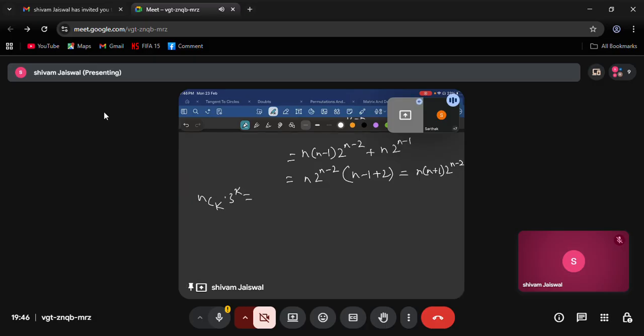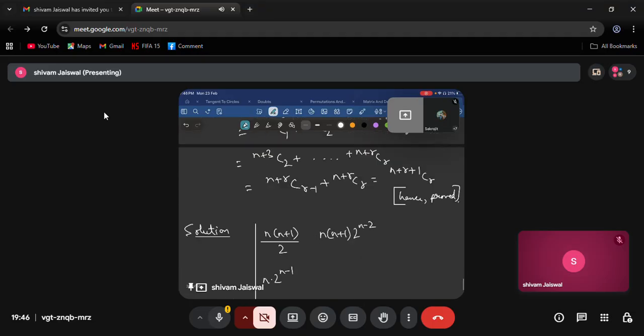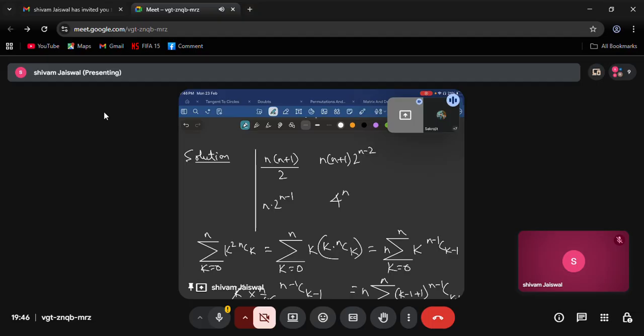This will be equal to nc0 into 3 to the power 0 plus nc1 into 3 to the power 1 plus nc2 into 3 square. Is it looking familiar? Are you people able to relate it with something? Sir, 1 plus 3 to the power n. So this will become 4 to the power n. So this is what the determinant looks like.